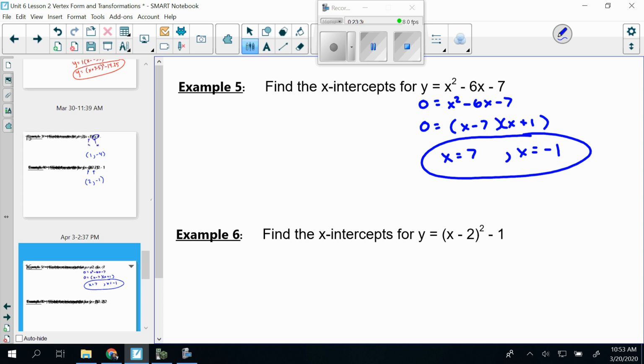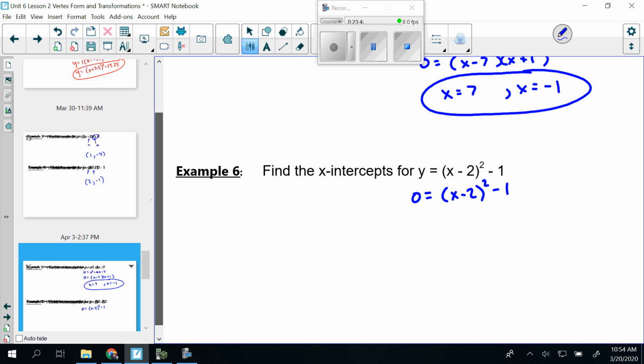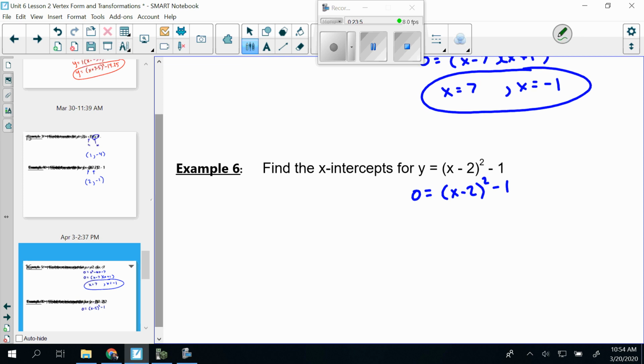Okay, let's do the same one. Now this one's in vertex form, but same thing. Put 0 in for y and solve for x. This one, I think we can do by just doing some algebra with some square roots. We want to solve for x, so let's get everything away from the x. Let's first add 1 to get that 1 to the other side. Now, how do we undo something squared? We have to square root it. But remember, it could be plus or minus whatever we're squaring on that side.